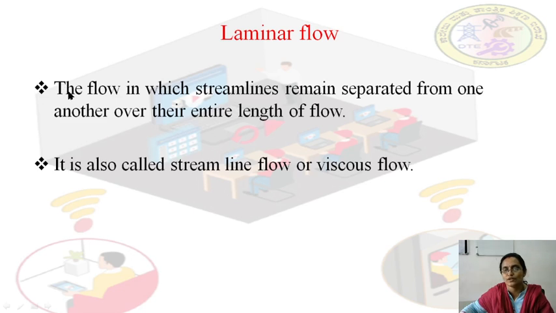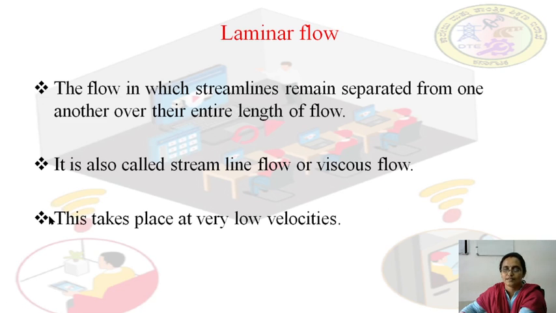So once more, the flow in which streamlines remain separated from one another over the entire length of flow is called laminar flow. It is also called streamline flow or viscous flow. This type of flow takes place at very low velocities. When the fluid is flowing at very low velocities, laminar flow occurs.